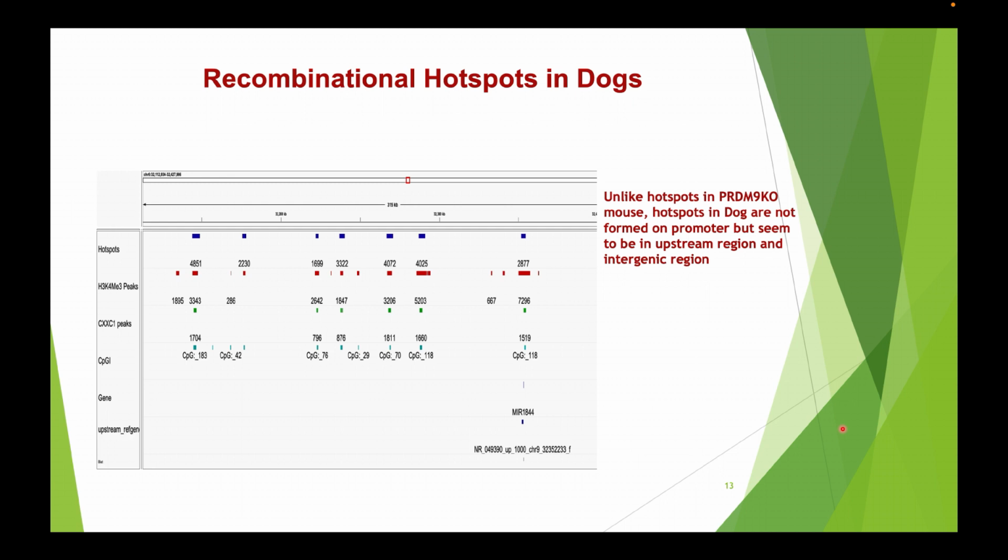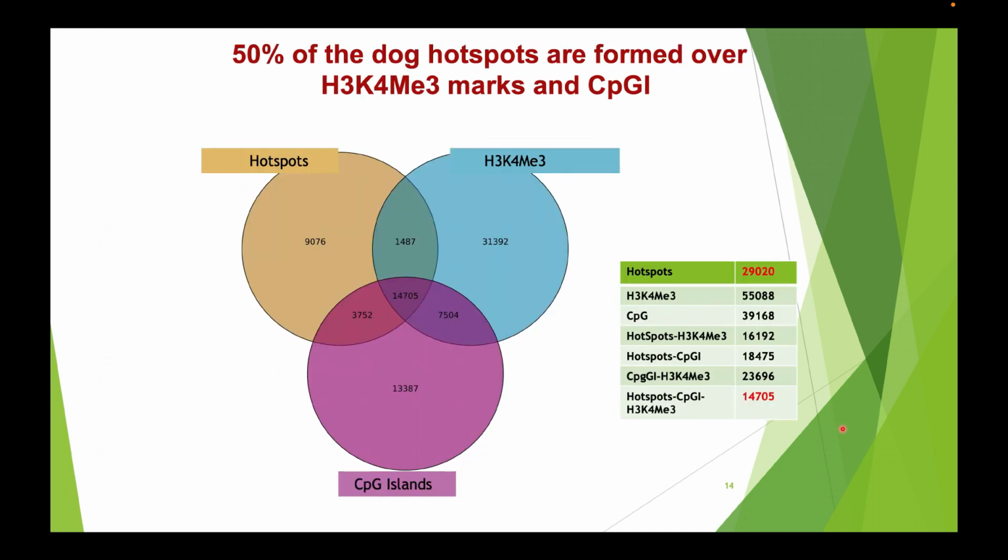And so again, with the whole genome-wide, large-scale data, we want to see how many DMC1 hotspots, or recombination hotspots, are associated with CpG islands and trimethylation marks. So we see 50% of the hotspots are formed over H3K4 trimethylation marks and CpG islands.